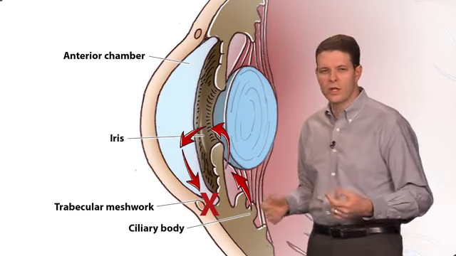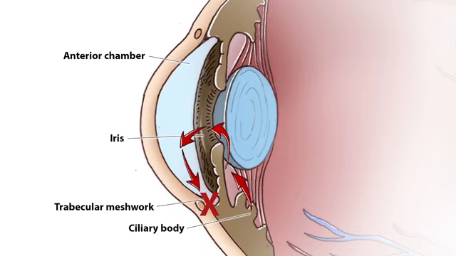So that's closed-angle glaucoma. Now in open-angle glaucoma, the angle remains wide open. The lens isn't bumping up against the iris and plugging up the pupil. The problem in open-angle glaucoma is that the trabecular meshwork has lost its permeability for some reason, kind of like the oil filter in your car getting clogged up.